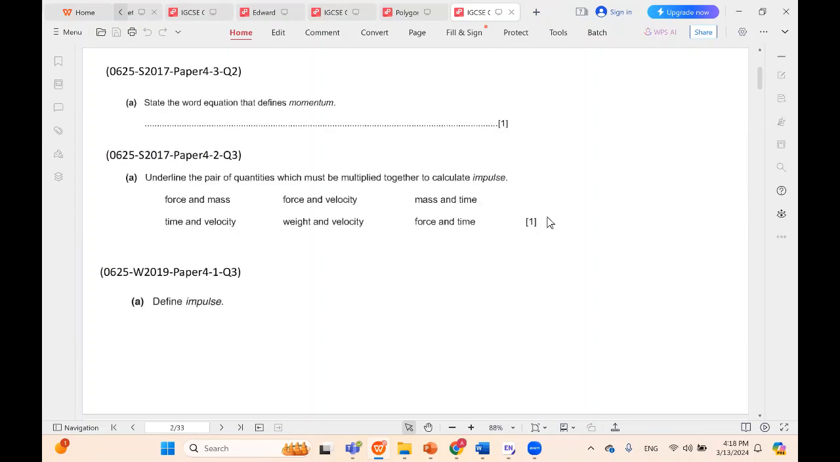So we are required to state the word equation that defines momentum. Momentum is equal to the mass times the velocity of an object. So mass times velocity would work for question 1.